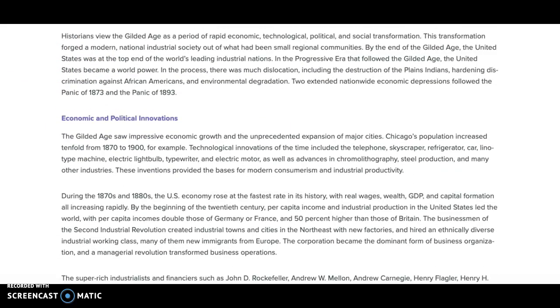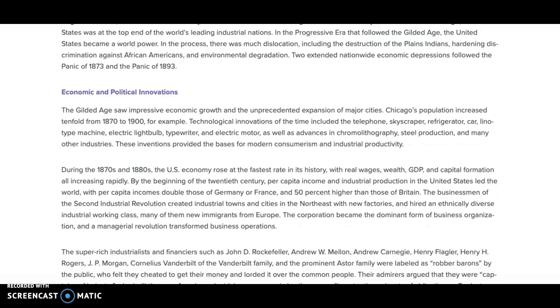Historians view the Gilded Age as a period of rapid economic, technological, political, and social transformation. This transformation forged a modern national industrial society out of what had been small regional communities. By the end of the Gilded Age, the United States was at the top end of the world's leading industrial nations. In the Progressive Era that followed the Gilded Age, the United States became a world power. In the process, there was much dislocation, including the destruction of the Plains Indians, hardening discrimination against African Americans, and environmental degradation. Two extended nationwide economic depressions followed the Panic of 1873 and the Panic of 1893.